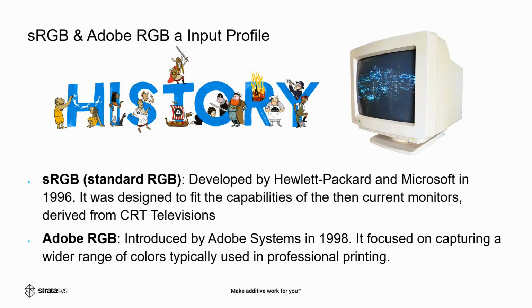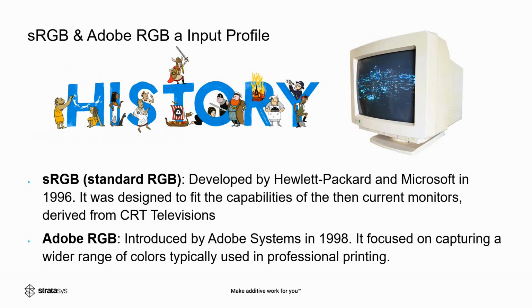Photographers, especially professional photographers, had a different problem. They were capturing all these beautiful, vibrant colors with their fancy cameras, but when they tried to print those photos, the colors looked dull and lifeless. Why? Because printers use a different system, CMYK that we just spoke about, cyan, magenta, yellow, and black, and that has a wider range of colors than most monitors of the day could display.